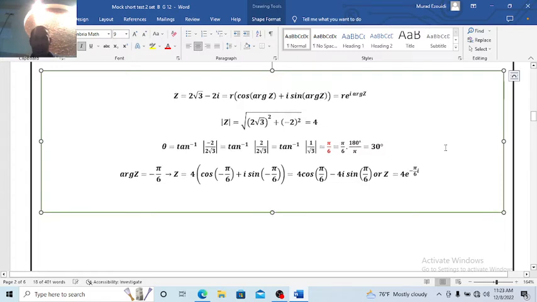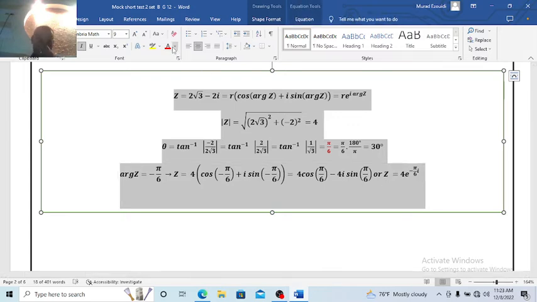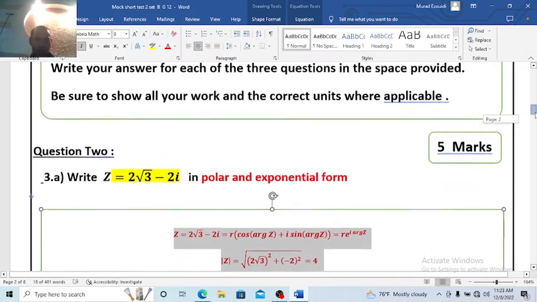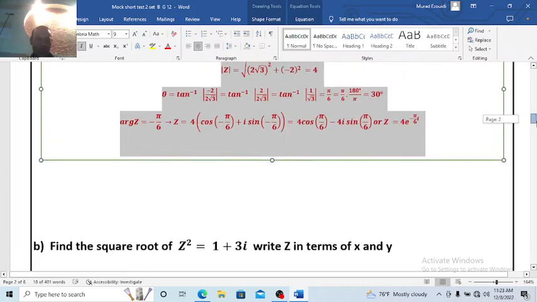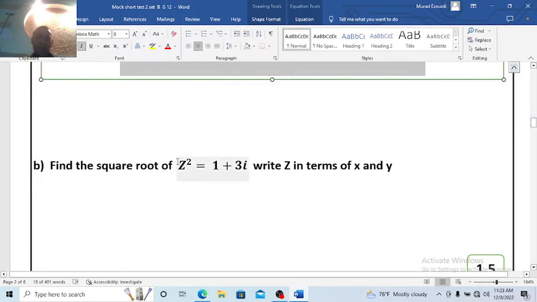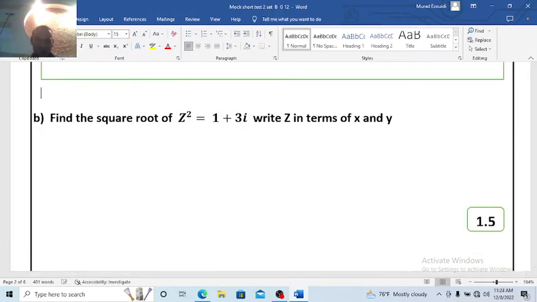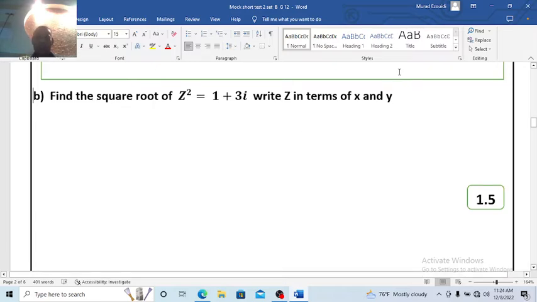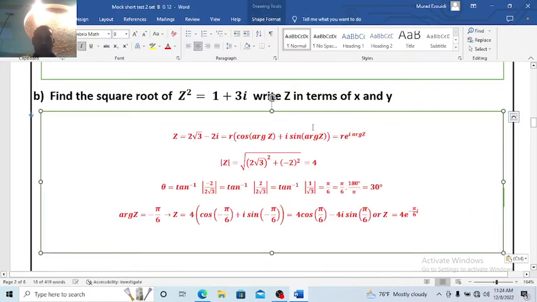Now it's clear. Learners, this is how we can solve this question, and therefore question 3 small a is finished. Now question B. To gain space, I will copy this. So the question is: find the square root of z square, which is equal to 1 plus 3i, and then write z in terms of x and y.